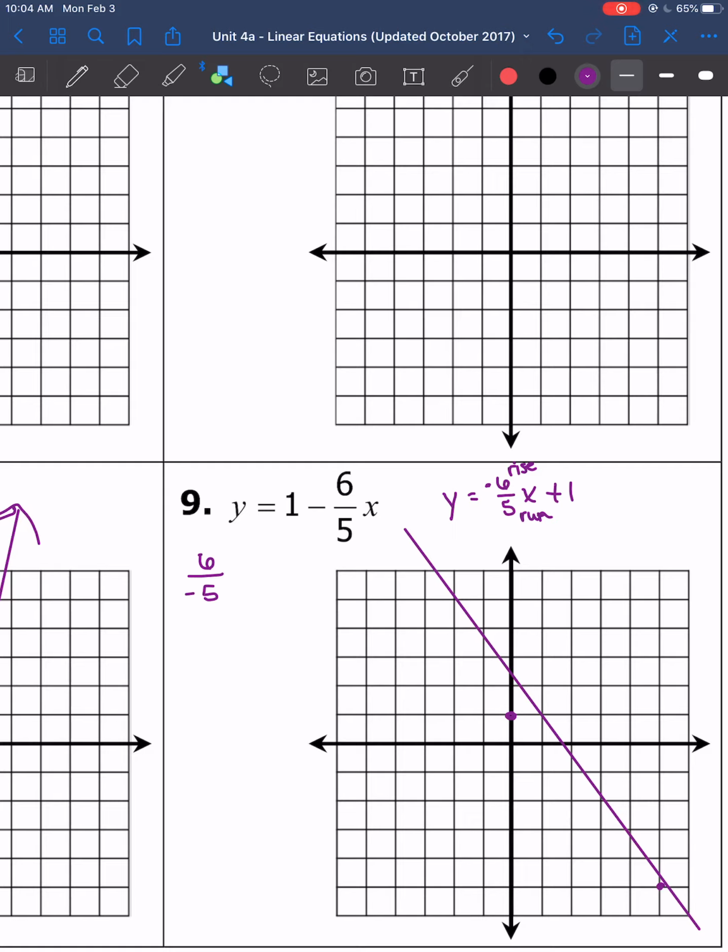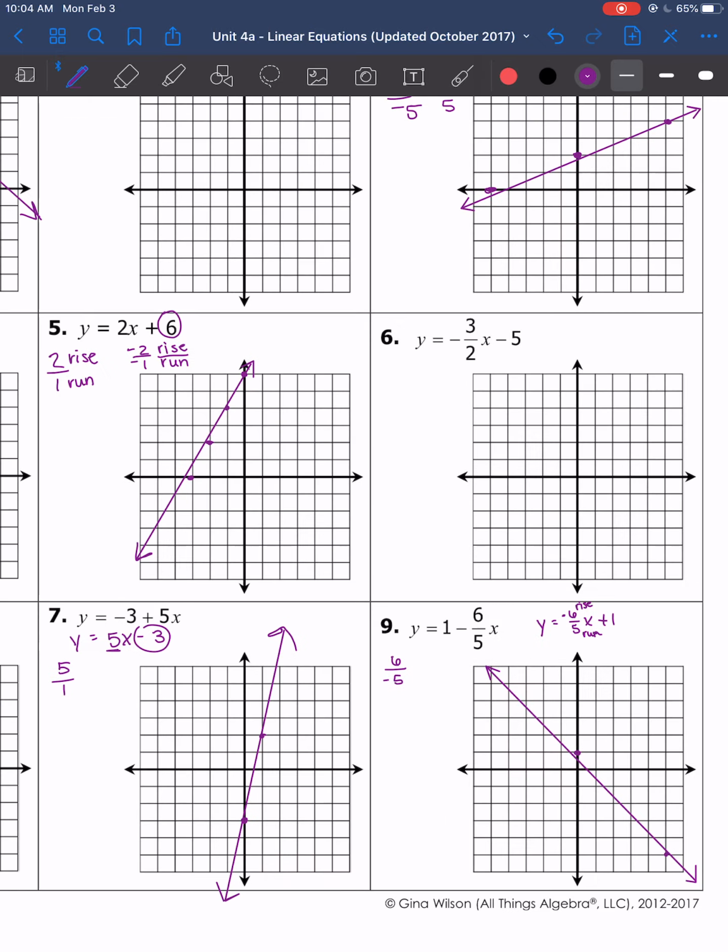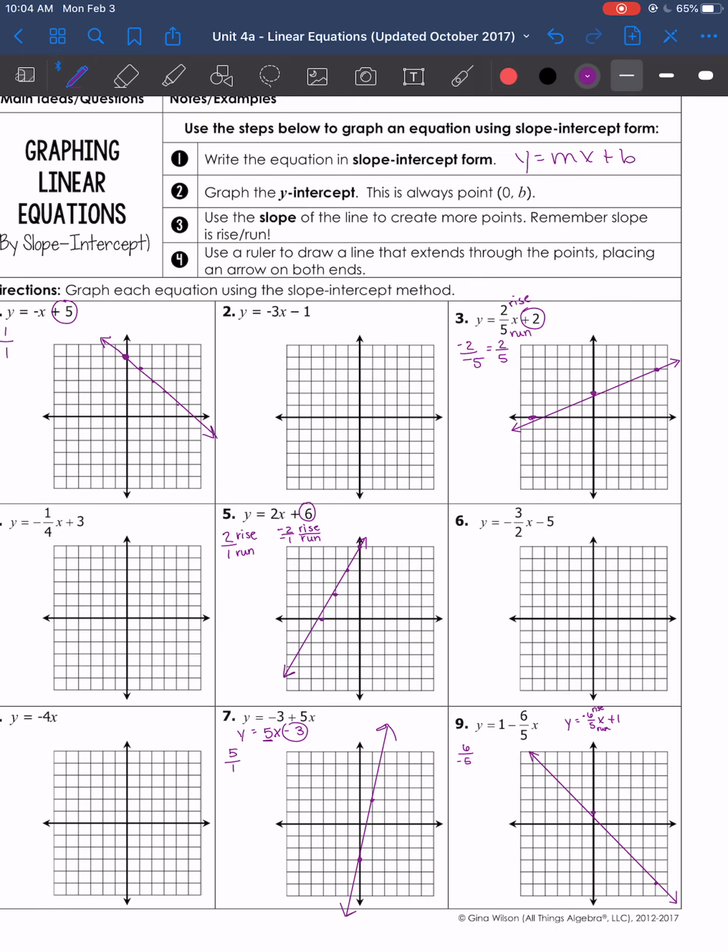Ooh, that's rough. Try again. We shall try again. So that is my line. It's supposed to go through this point, but I'm struggling. So that is how you do it if you're given slope-intercept form.